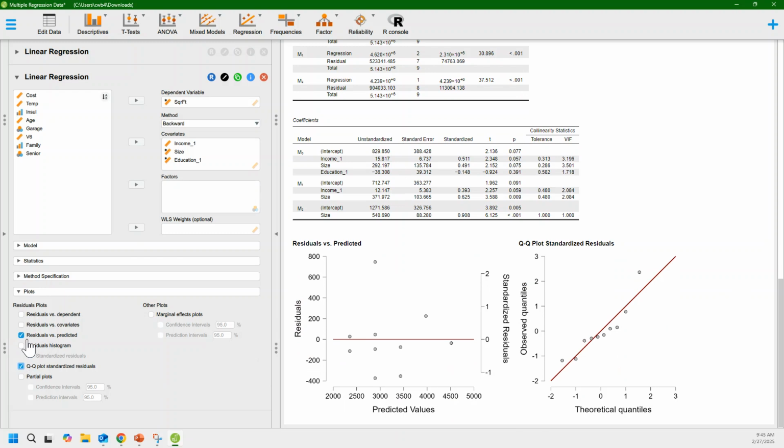All right, so I have my other 2 plots. You remember the residuals versus predicted. This is going to be used to check the linearity assumption, the independence of your errors or the independence of your residuals, and then also the homoscedasticity, right? And then the QQ plot is going to be checking the normality of your residuals, right?